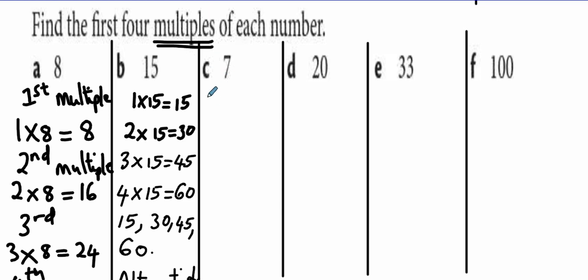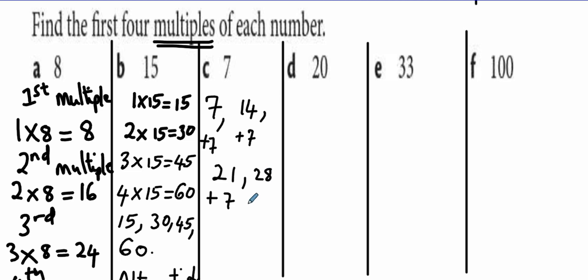The first multiple is 7. The first multiple of a number is the number itself. So when you take 7, add 7, what do you get? You get 14. To get the next multiple, add 7 over here. What do you get? You get 21. To get the next multiple, add 7 over here, you get 28. To get the next multiple, you also add 7 here, and that will take you to 35.